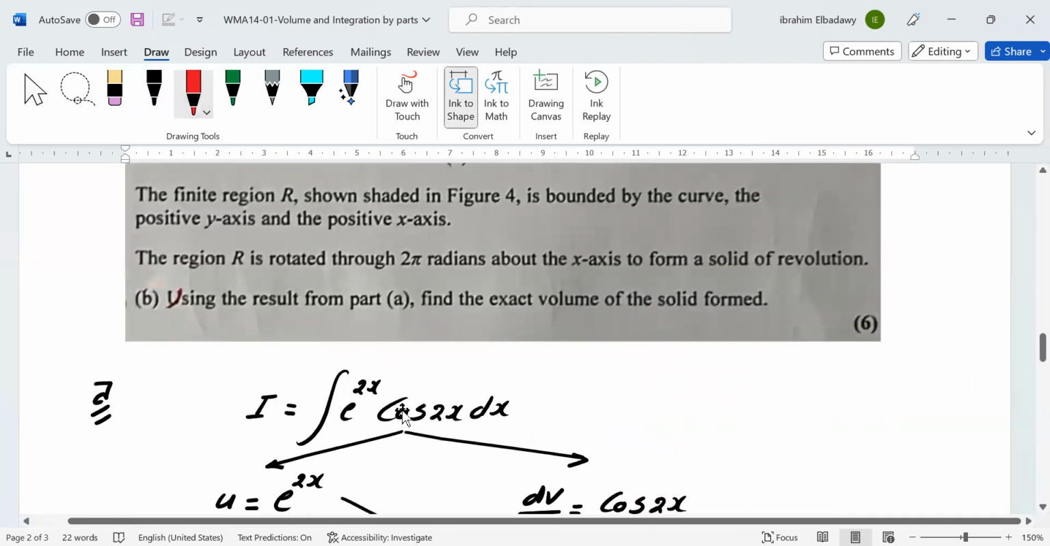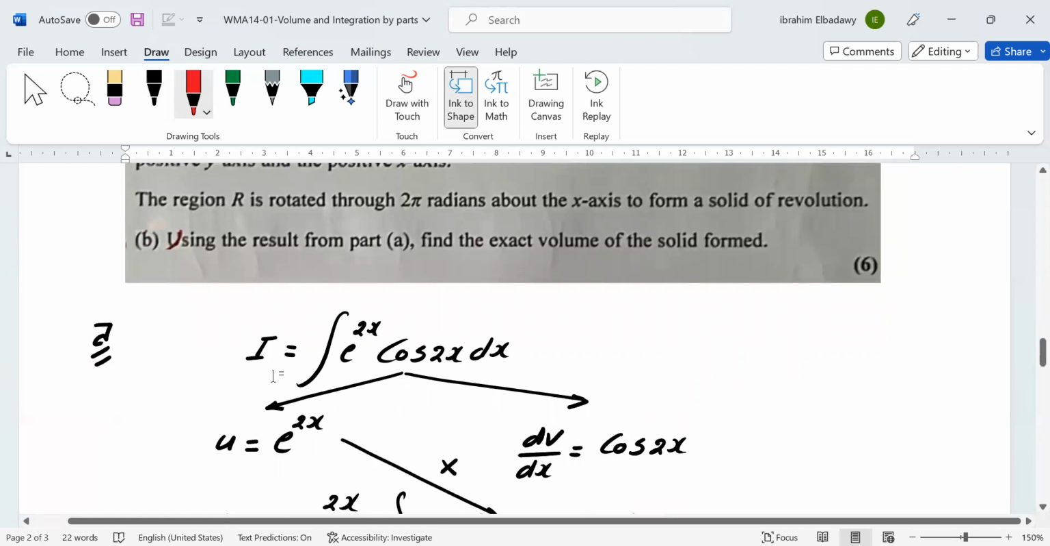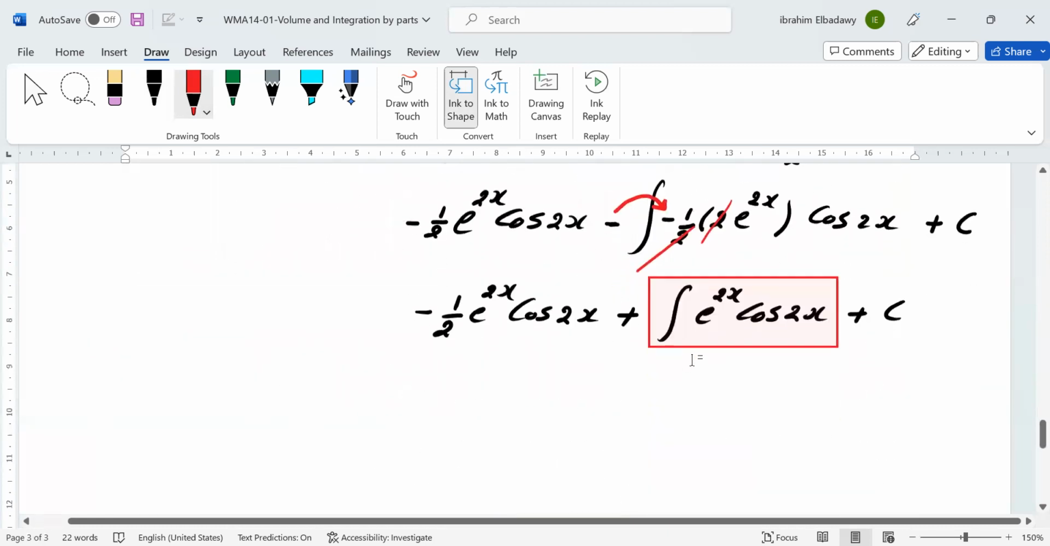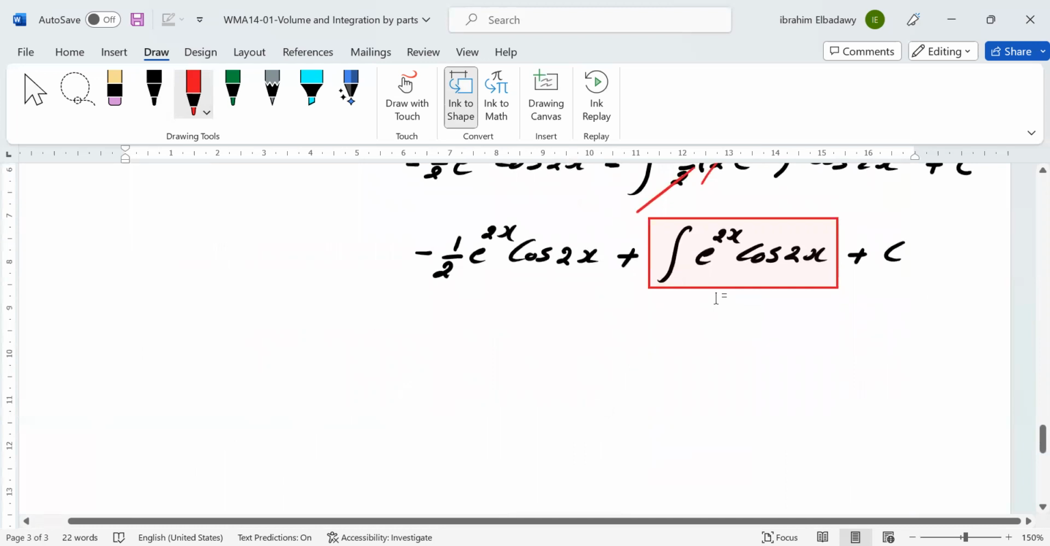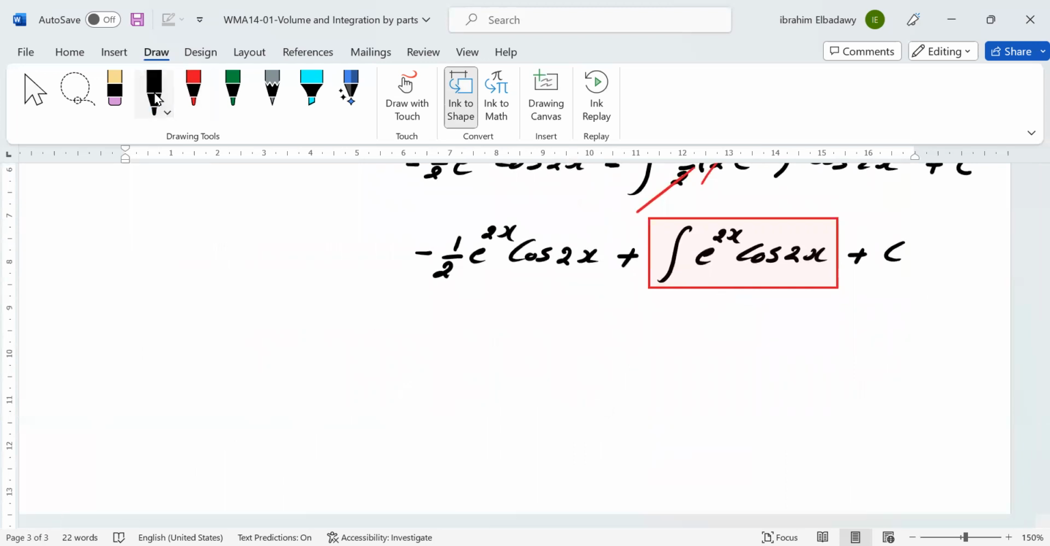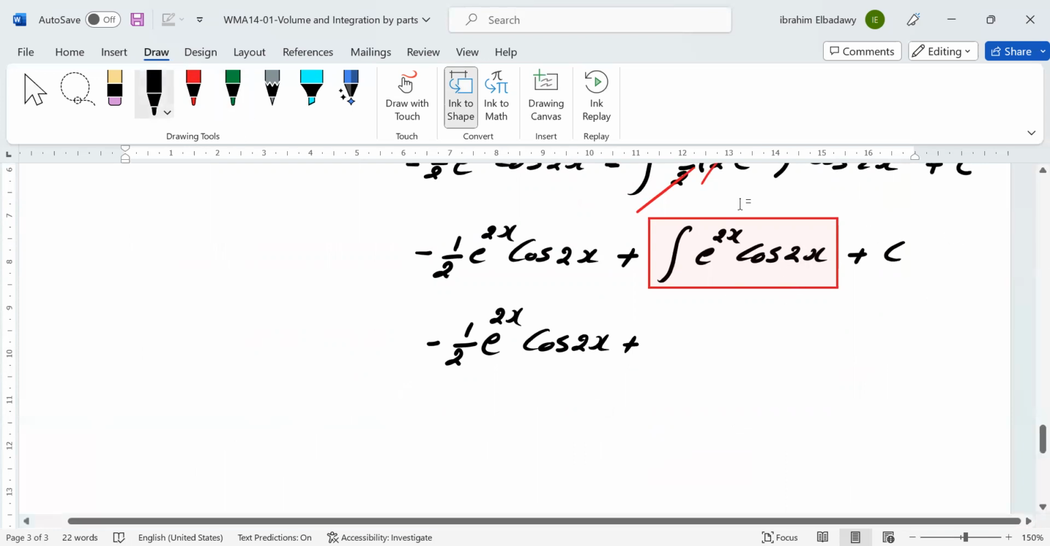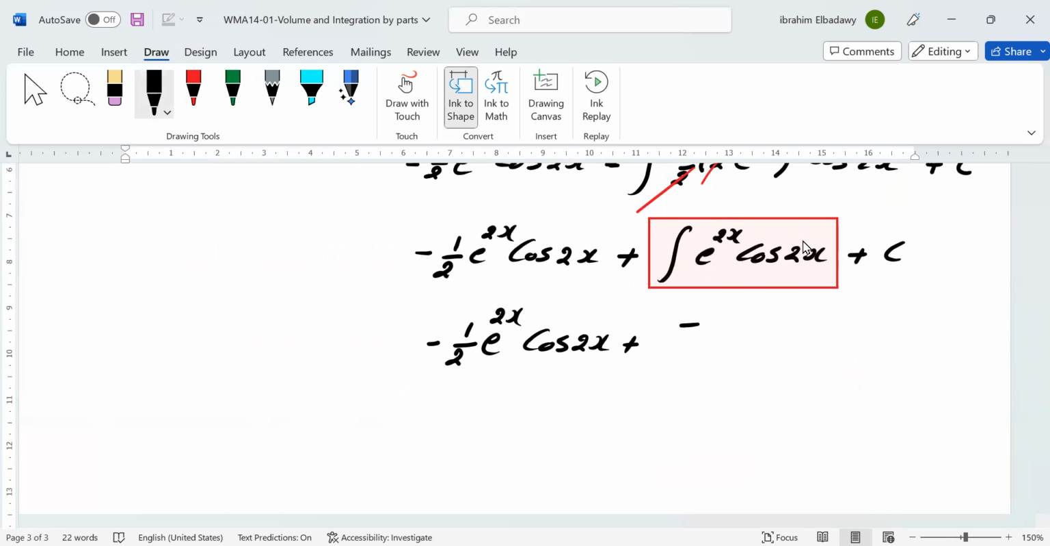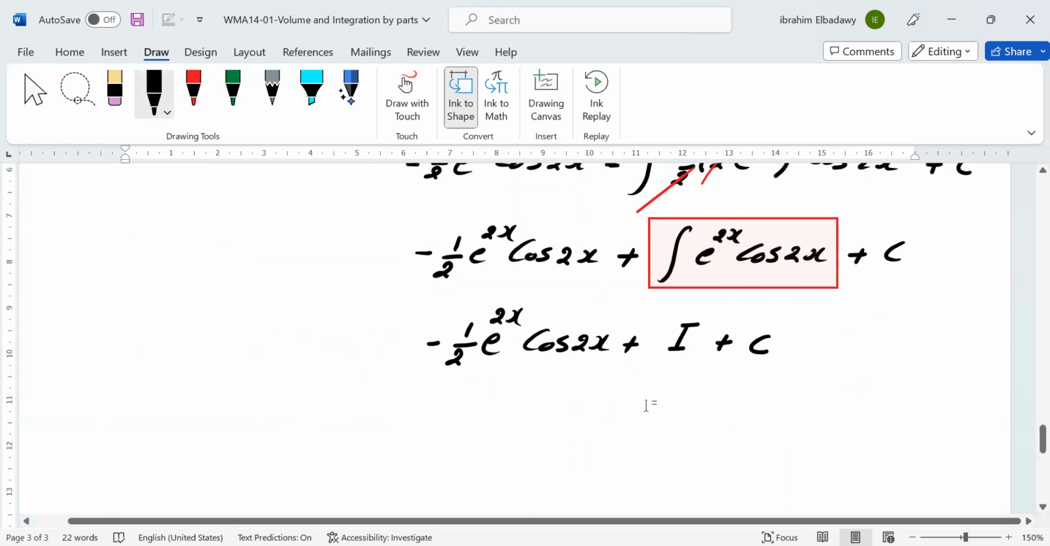If you return back to the very beginning, this is the integration in the very beginning, which I call I. So instead of using this part, you can cancel it and you can write I instead. But here, this part equals negative half e^2x cosine 2x. And instead of writing the integration of e^2x cosine 2x, you can replace it by I, and then plus C, or whatever, which is called the arbitrary constant.